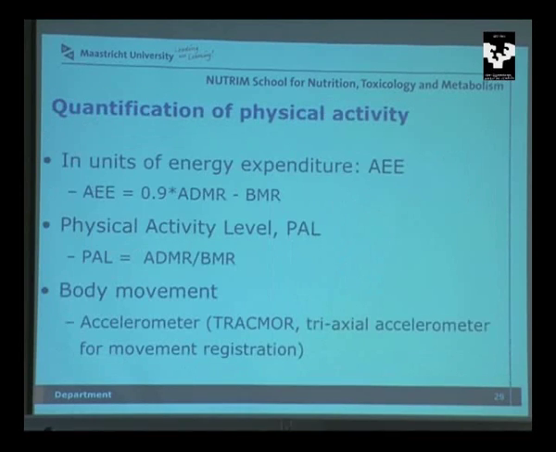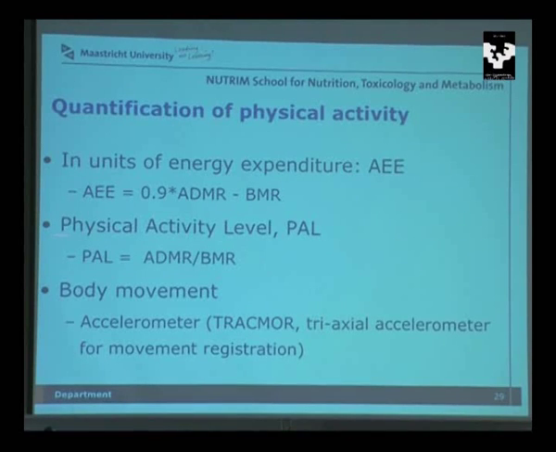Okay, so let's talk about physical activity then. It's usually, or it can be expressed as energy expenditure. What you do then is you take 90% of total energy expenditure and you subtract the basal, and then you have your activity-related energy expenditure. And another very common way to express it is physical activity level. So you divide total by basal. Yeah? So if you are at rest, your physical activity level will be 1. And if you're starting to move around, on general, during a day, on average, we have about 1.7. 1.7 is the average physical activity level of human beings.